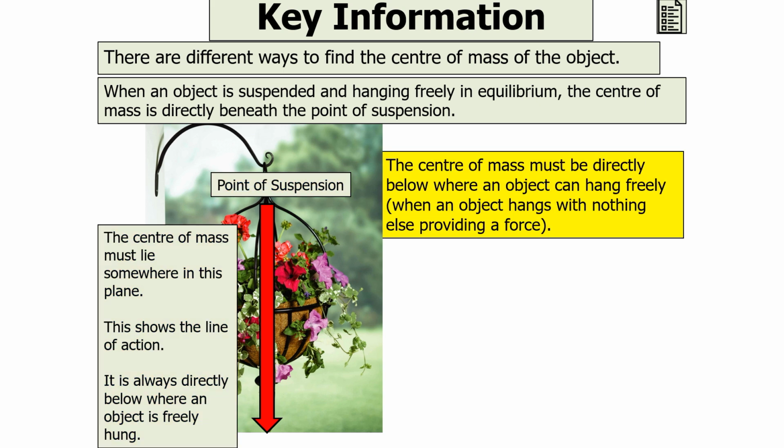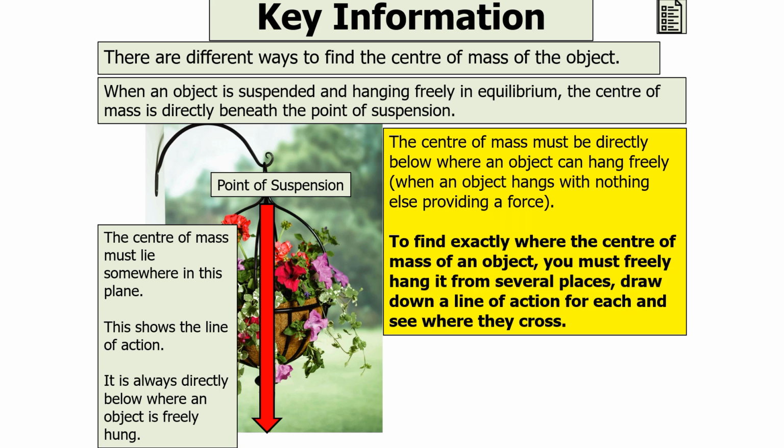So we know our centre of mass must be directly below where an object can hang freely, when an object just hangs with nothing else providing a force. Now to find exactly where the centre of mass of the object is, you must freely hang it from several places and draw a line of action for each and see where they intersect or cross.